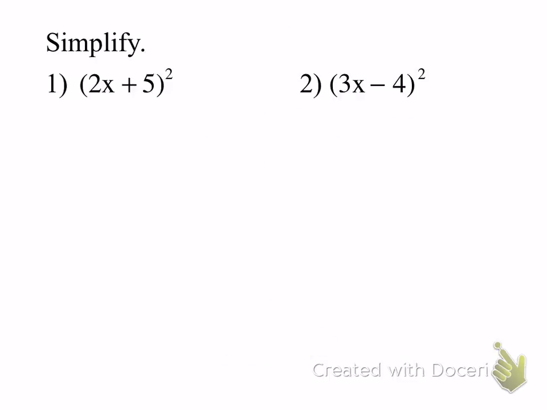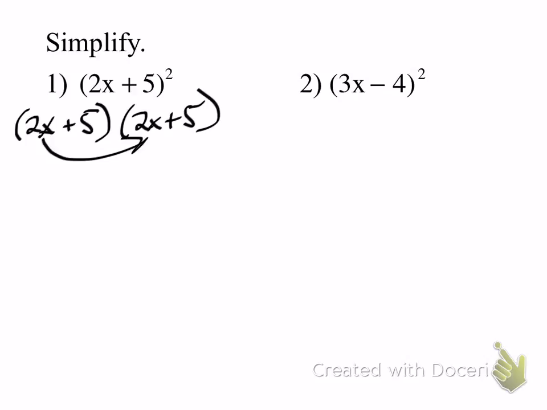Now, we've got ourselves a nice little binomial here. So what does it really mean? Let's do it together. What does this mean? Shaylin? It really means 2x plus 5 to the 2nd power. No. 2x plus 5 times 2x plus 5. Okay. And so I'm going to just do my double distributing.